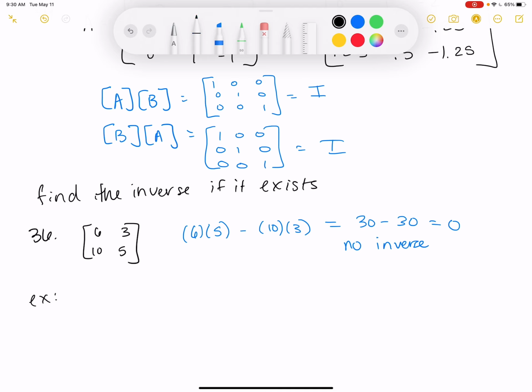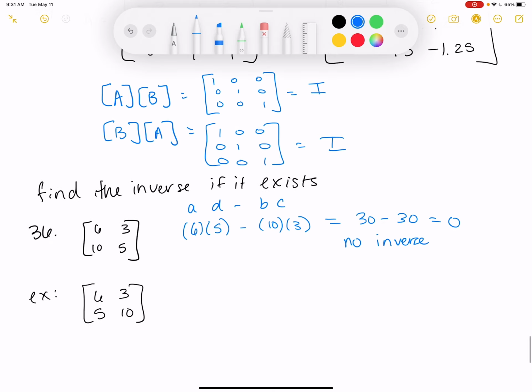Just another example. If we had 6, 3, 5, 10. Okay, so just for, this was AD minus BC, just in case you need to know that. So now I've got 6 times 10 minus 3 times 5. So 60 minus 15 is 45.